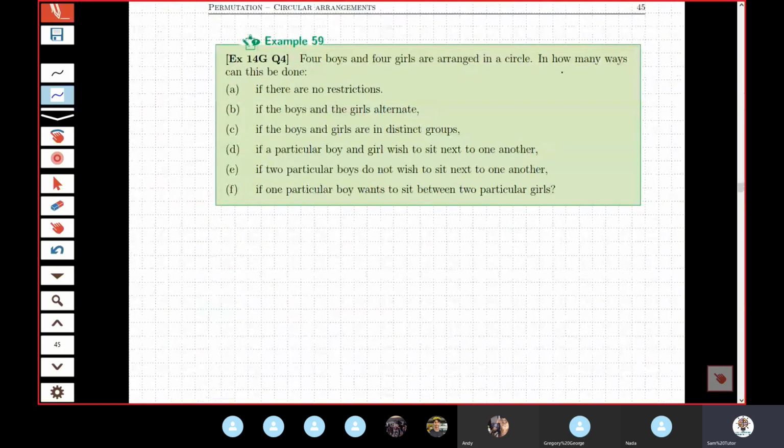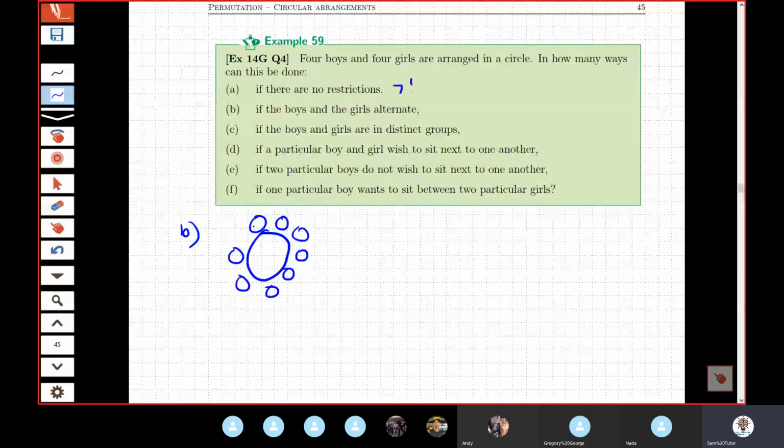4 boys and 4 girls are arranged in a circle. How many ways can this be done? No restrictions. 7 factorial. If the boys and the girls alternate, remember you sit someone down. 1, 2, 3, 4, 5, 6, 7, 8. Get someone sitting down and then it'll be boy, girl, boy, girl. So it should be 4 factorial times 3 factorial. Are we okay with that?